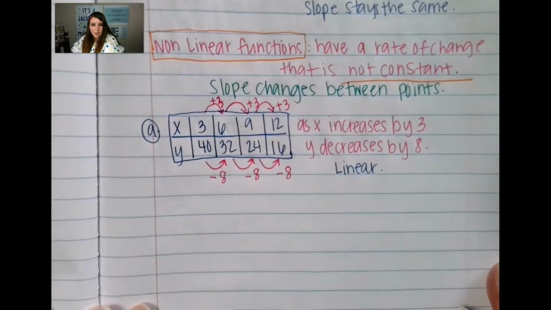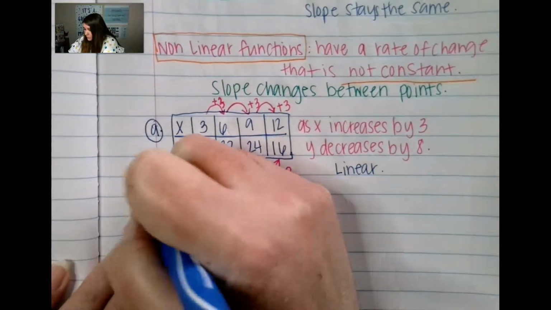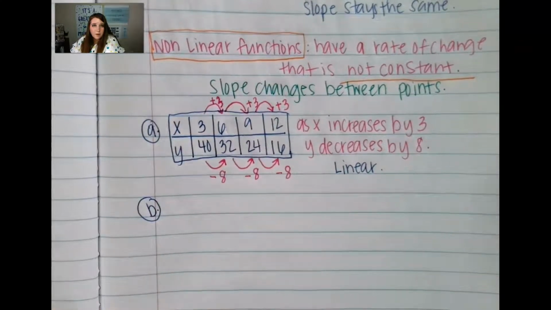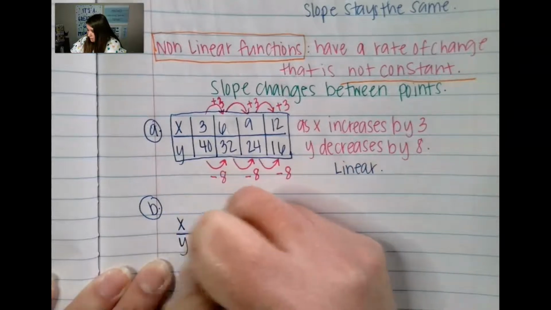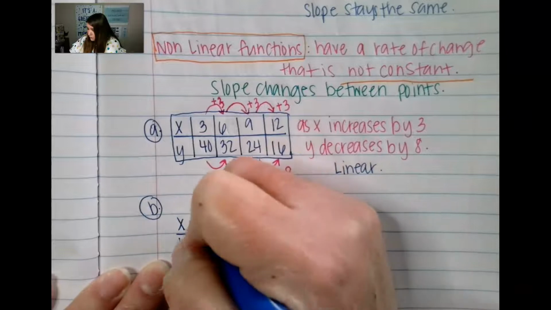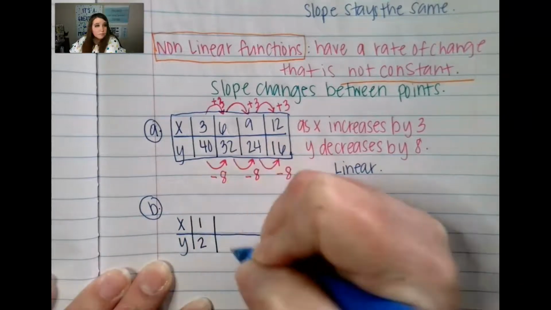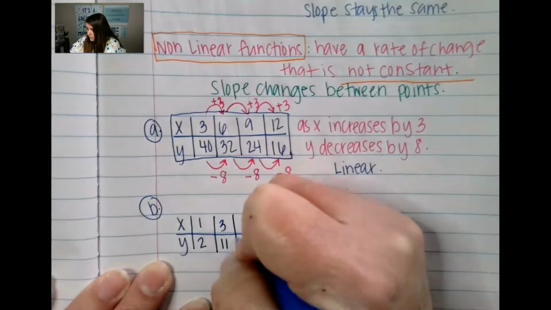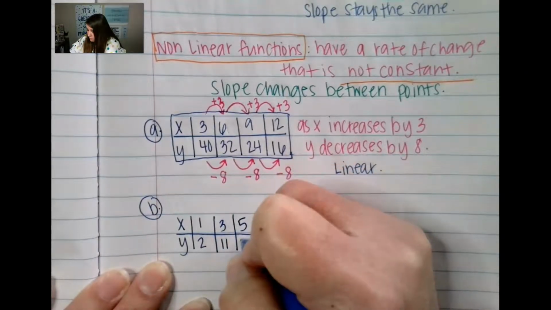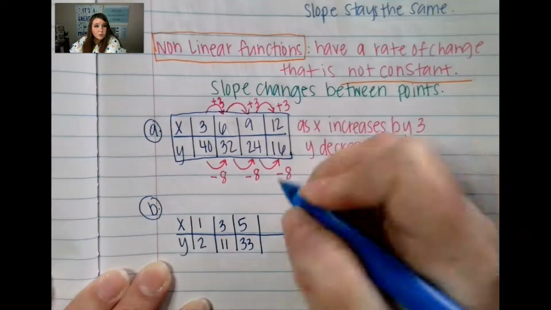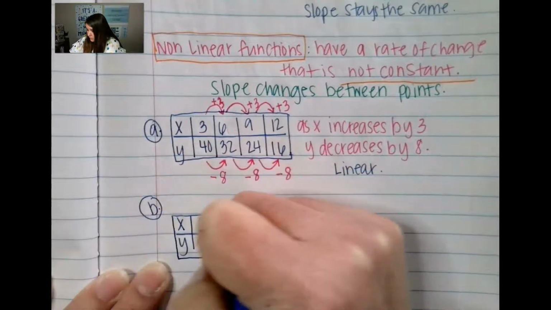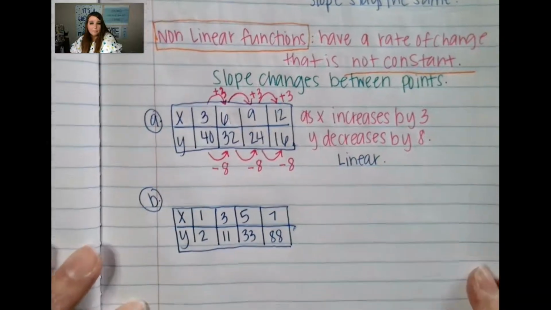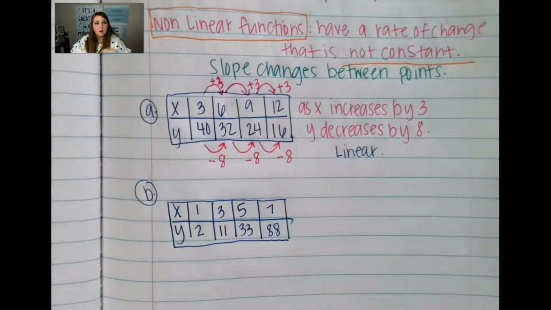Okay, now let's look at another example. This example is going to show you what it means to be non-linear. So we're going to start again by having x values and y values. Our first one is 1 over 2, 3 over 11, 5 over 33, and last but not least, we have 7 over 88. So we're going to look at this and start to determine what the rate of change is on the x values. So let's start with x.